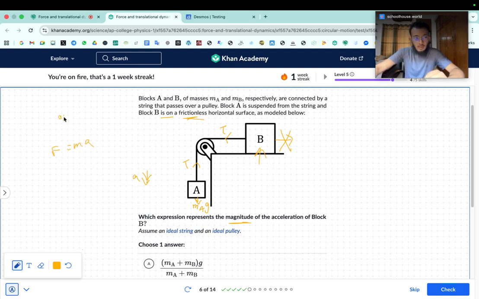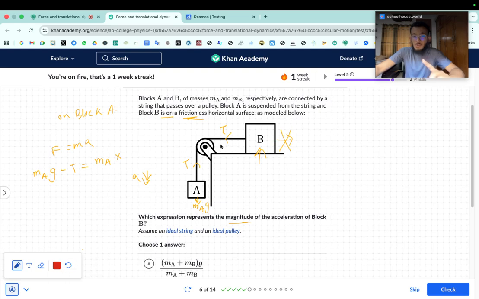on block A, the resultant force in this case is mA times g. This is the bigger force because it is moving downwards, minus the T, which acts as the resistive force, equals mA times the acceleration. Now because both of these blocks are connected by the same string, they essentially work within the same system, and hence they have the same acceleration. So we can write this as the same symbol.